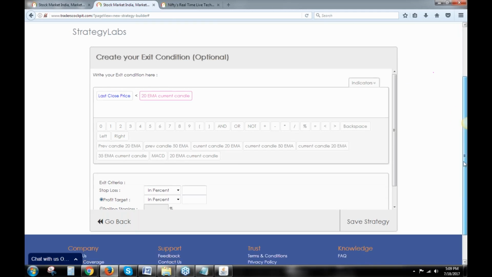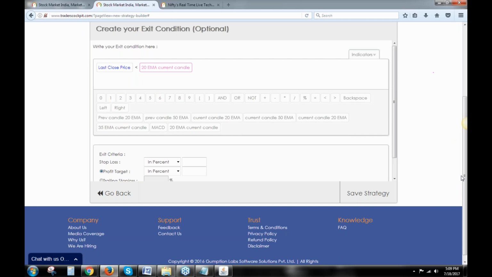Now suppose in some strategies it so happens that you don't have a well-defined exit rule. In that case, what you can do is substitute the exit rule with a particular fixed stop loss value or a particular profit target value here. For example, here I have already defined the exit rule, so I don't need to put in the stop loss and the target values.